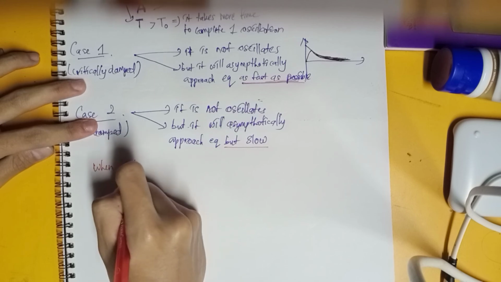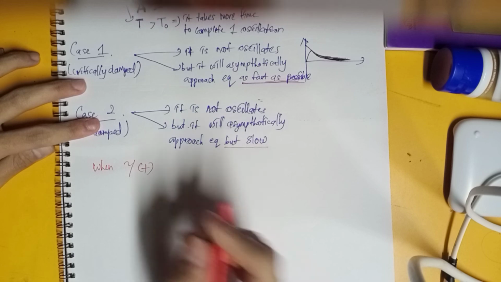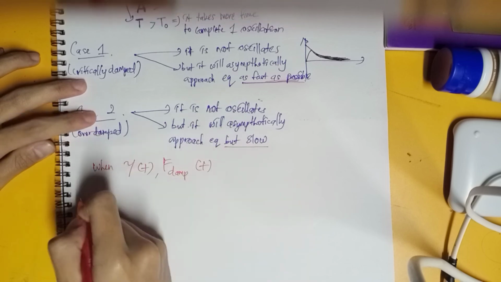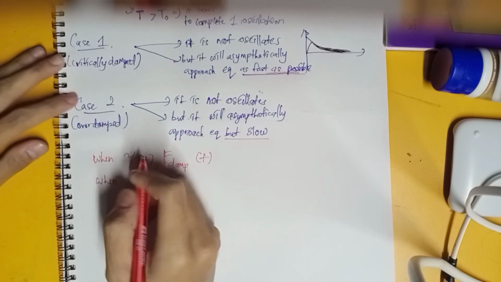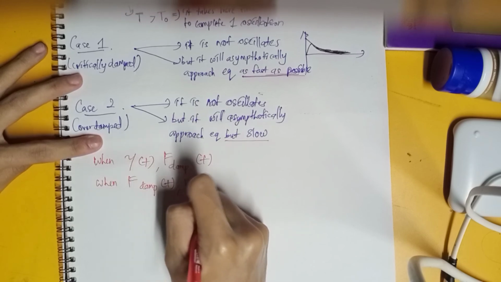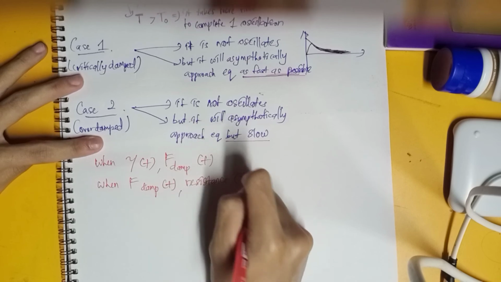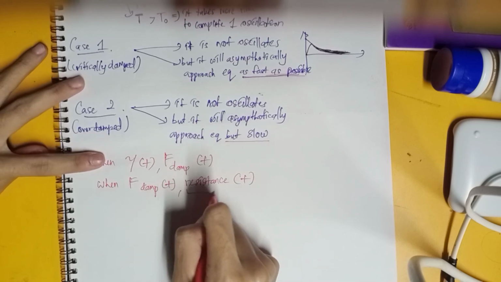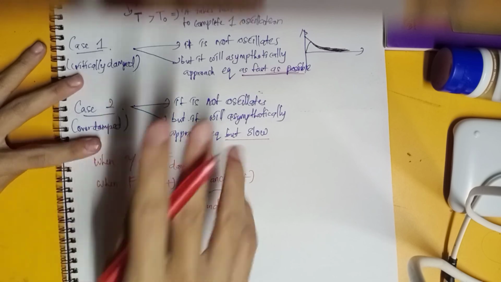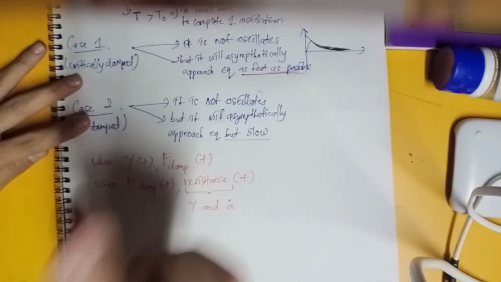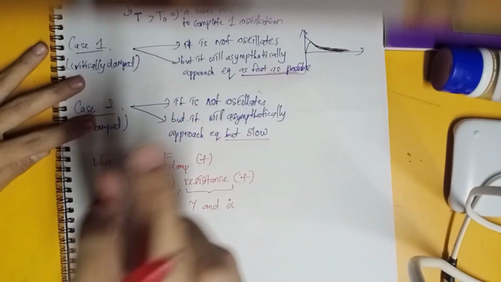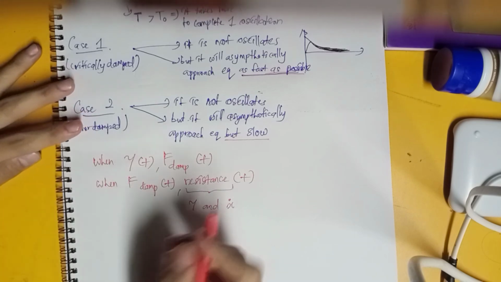And we know that when gamma, which we call the damping constant, increases, that means F damp, the damping force, increases, right? So when F damp increases, that means the resistance increases. And resistance increases due to gamma and x dot. So the faster the object moves, the more damping force is applied on the system. That's what it means.